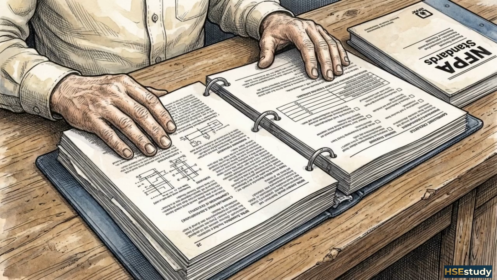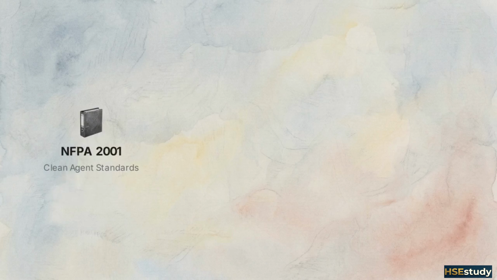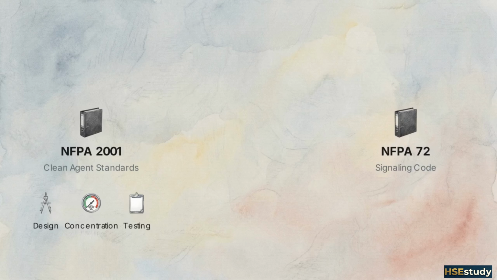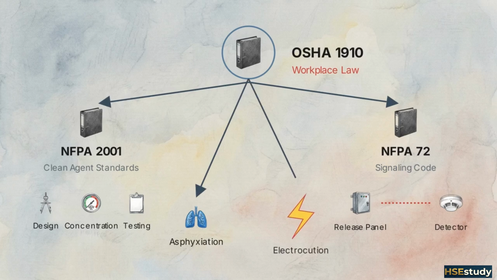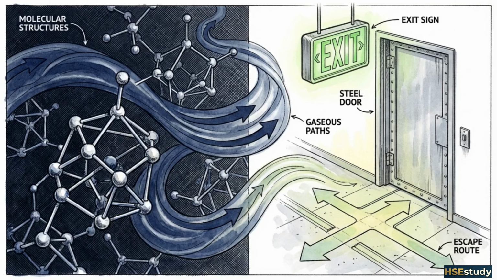Maintaining these systems involves navigating specific regulatory frameworks. NFPA 2001 defines the standards for the design, concentration limits, and testing of clean agent systems. NFPA 72 governs the signaling code, ensuring detectors and release panels communicate reliably. OSHA 1910 Subpart L integrates these requirements into workplace law, specifically addressing asphyxiation and electrocution risks. These codes translate fluid dynamics and toxicology into binding survival protocols.